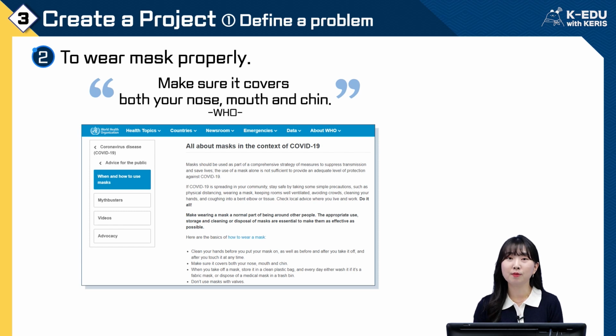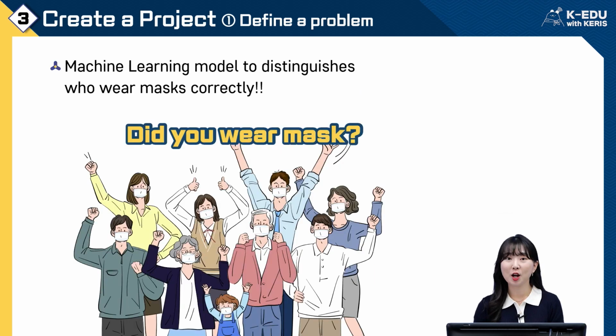And here is a problem that needs to be solved. WHO recommended wearing a mask correctly to prevent COVID-19. In particular, WHO stressed that masks should be worn to cover the nose, mouth, and chin. By the way, there are quite a few people around us who don't wear masks correctly. So, it is important to allow only those who wear masks correctly to enter public places. So, let's start a machine learning model that distinguishes those who wear masks correctly and those who do not.